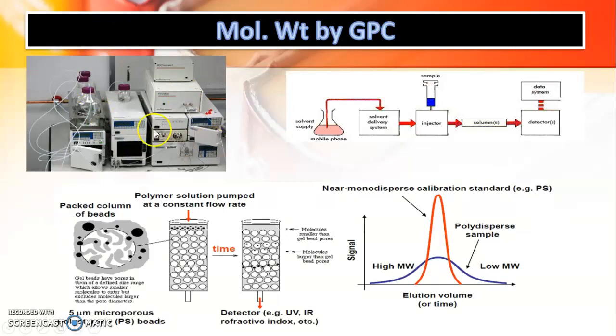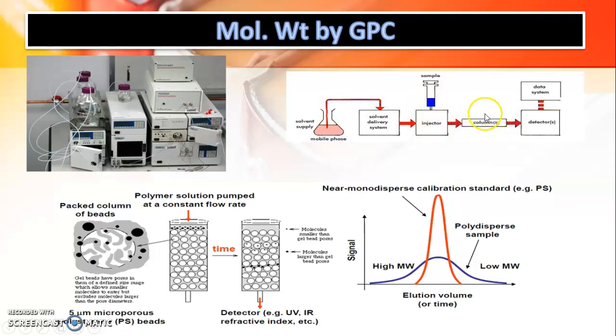So this is the GPC instrument, and the principle is that it uses a mobile phase, which is the solvent. This is the system. First, the solvent, the mobile phase, will be delivered through the solvent delivery system by using an injector. The sample will also be injected into the injector, and this sample will move into the column.